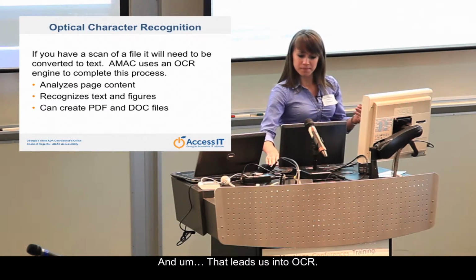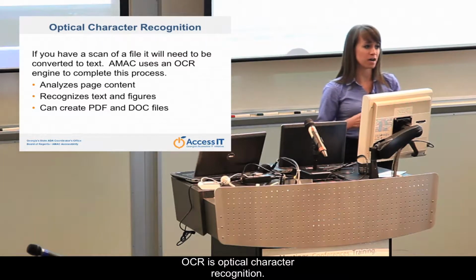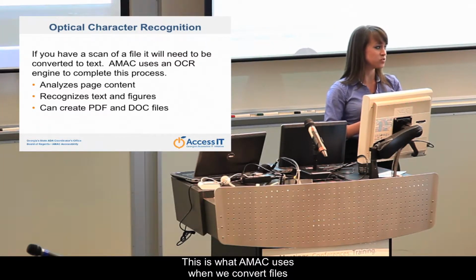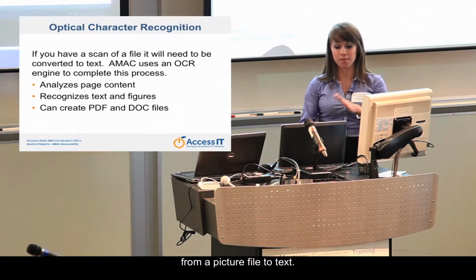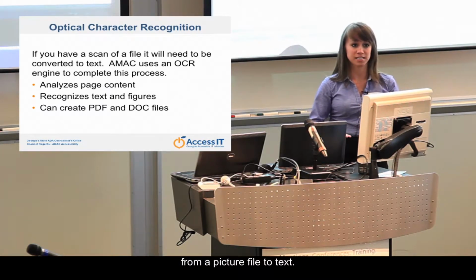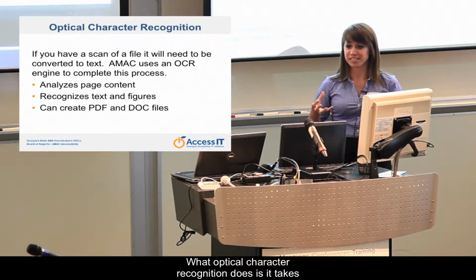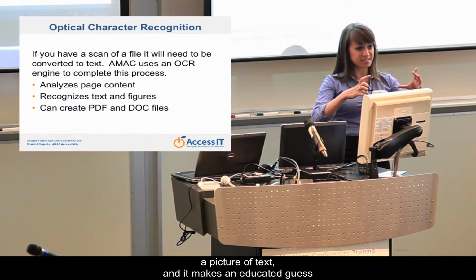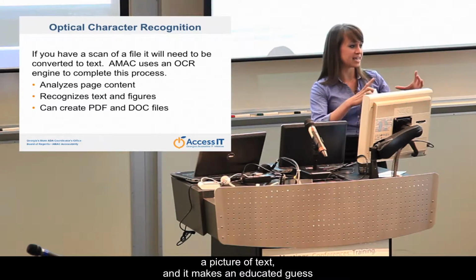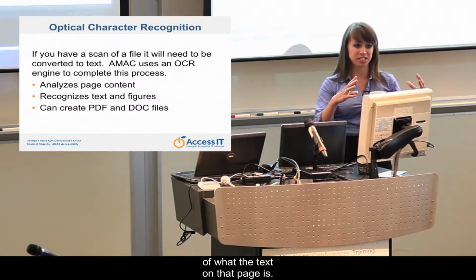And that leads us into OCR. OCR is optical character recognition. This is what AMAC uses when we convert files from a picture file to text. What optical character recognition does is it takes the picture of text and it makes an educated guess of what the text on that page is.